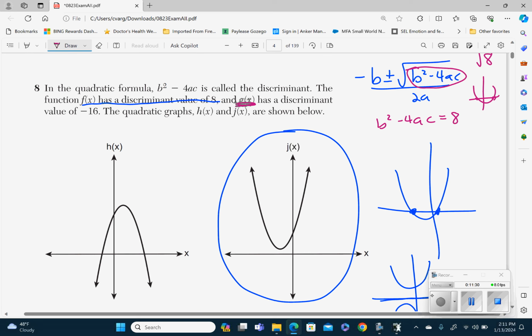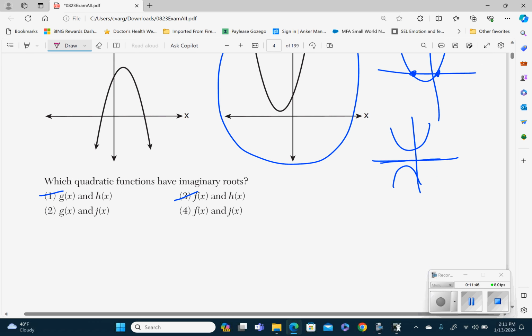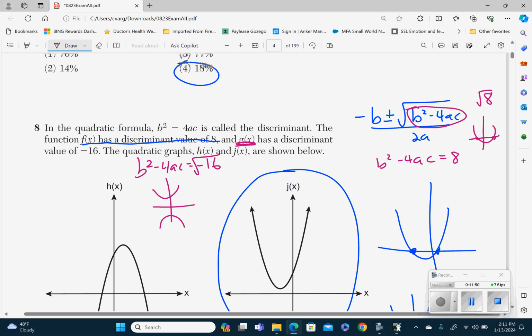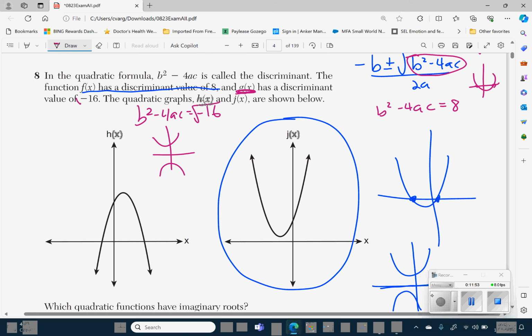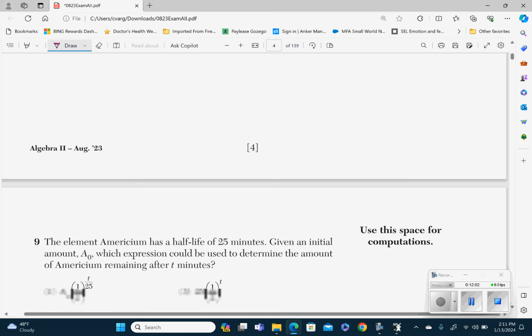So if I have b squared minus 4ac is equal to negative 16, that means that my roots are going to be, when I do the square root of negative 16, that's going to give me an imaginary number, which means that my roots are not touching the x-axis. So option number 2 is going to be my answer. And again, how do you know? The square root of a negative number is going to give me an imaginary. This is going to give me 4i. Square root of 16 is 4. Square root of a negative sign is going to give me i.